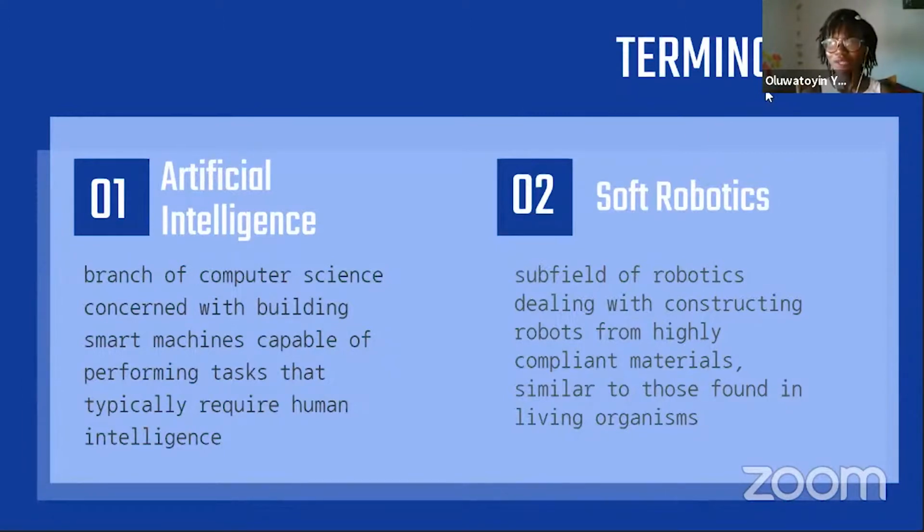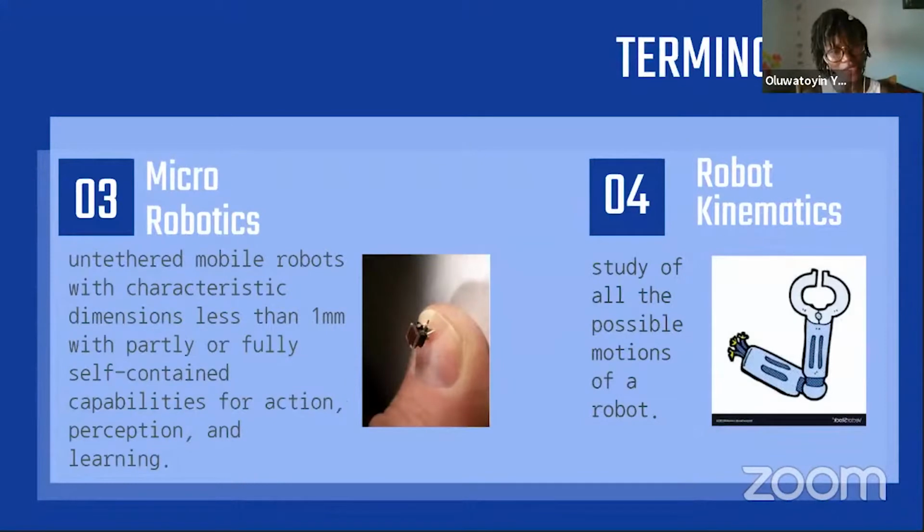And soft robotics, let me minimize this. Okay. Soft robotics is a subfield of robotics that deals with constructing robots that have compliant materials, with the kind of cells and the kind of thing you find in living organisms like humans. And microrobotics, like the name micro, is basically robots that are less than 1 millimeter. As we can see in this picture, this is an example of what a microrobot looks like.